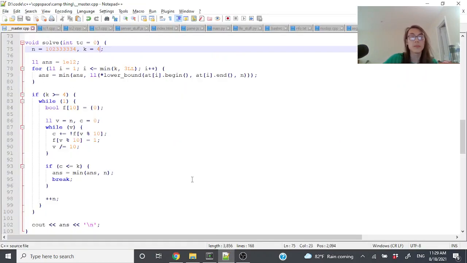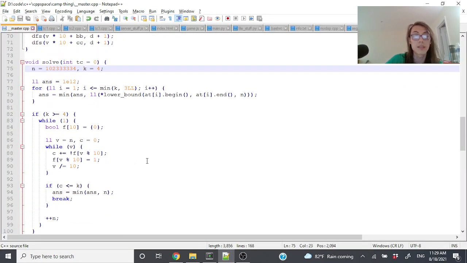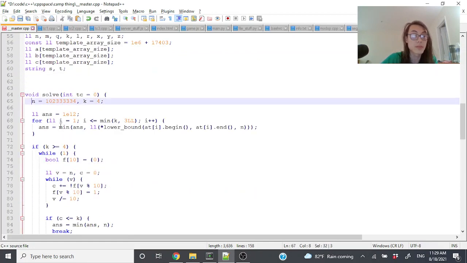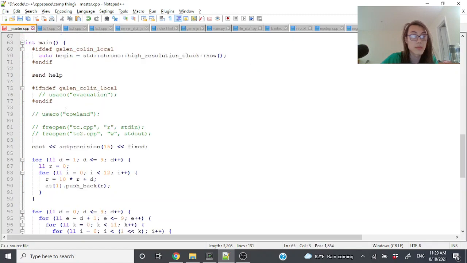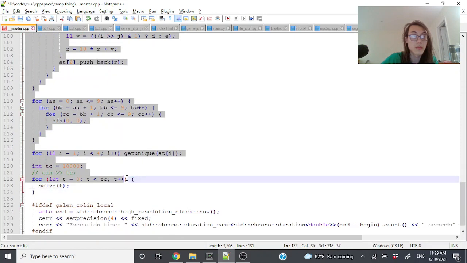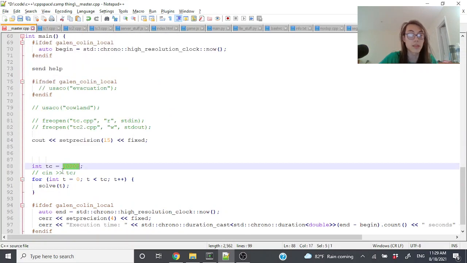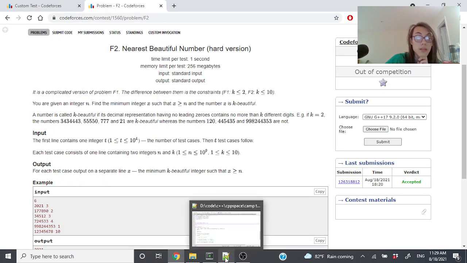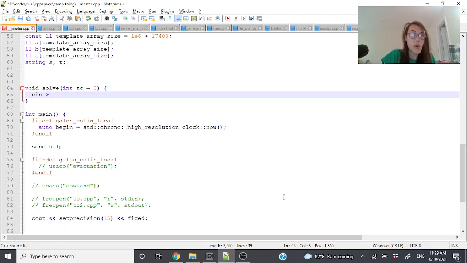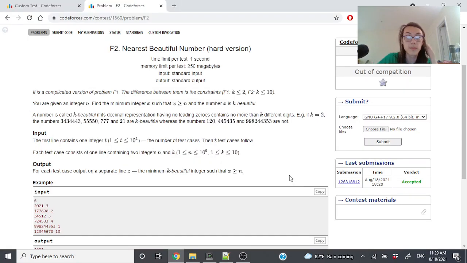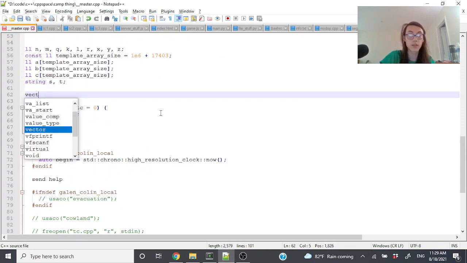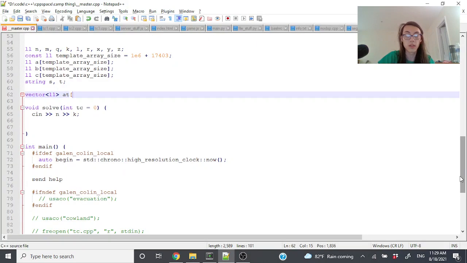Is digit DP supposed to be the way to go? I mean, it's 1 second. I guess DP is fast. I have no clue. But that's not right. So that's stupid. I'm just gonna code digit DP, I would guess. I don't know. And there's some greedy way to do it too. Don't really care.